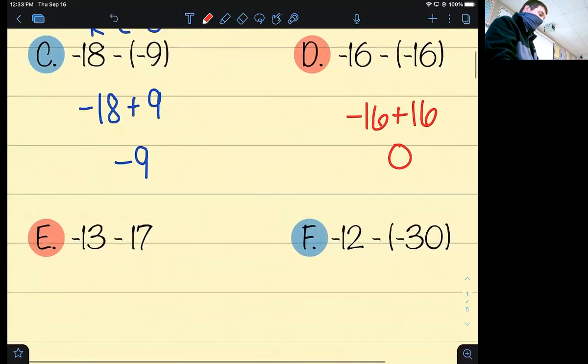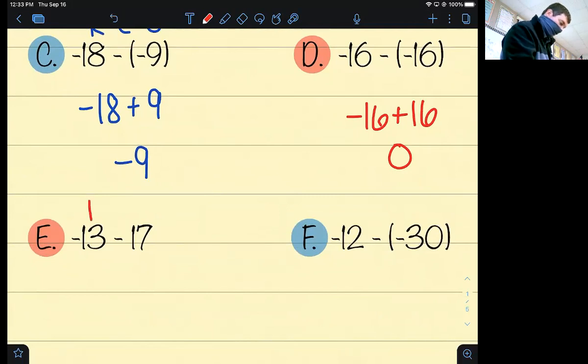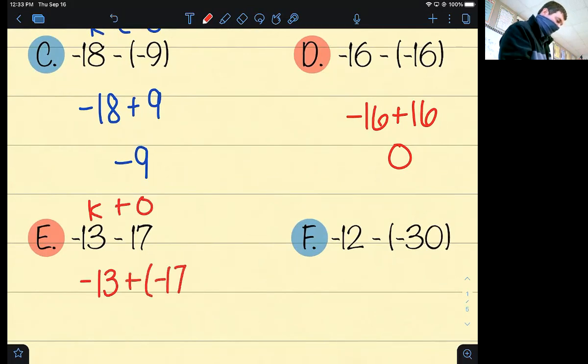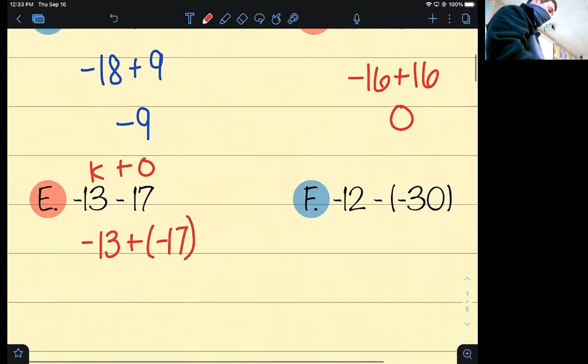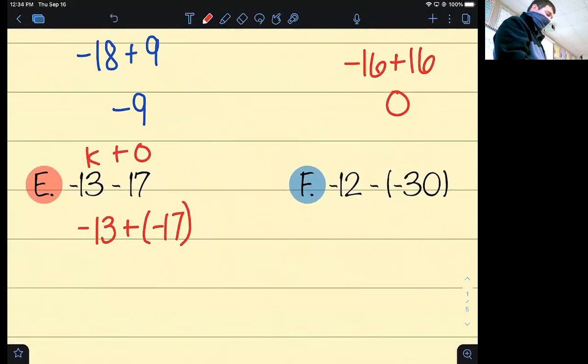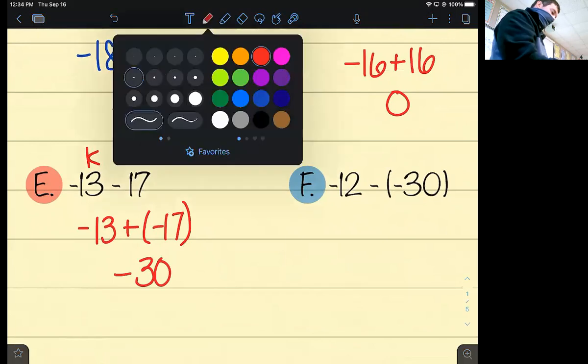Example E. Alexis, rewrite this as an addition problem. Yep. Keep, change, opposite. Nice job. Negative 13 plus negative 17. Alexis, am I joining forces or going to war? Joining forces, they'll stay negatives and they'll make negative 30. Man, I'll tell you what, after working with fractions and decimals, it sure makes integers seem easy, doesn't it?